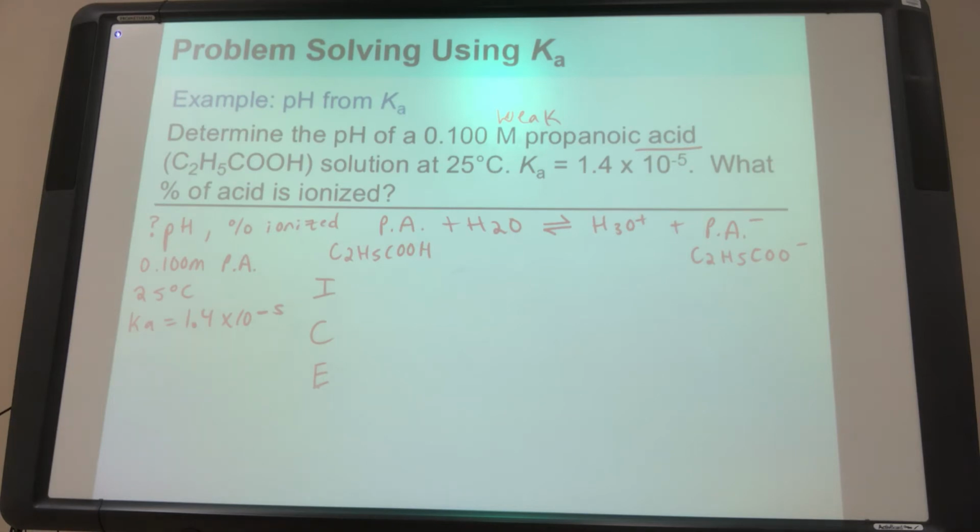All right, so let's figure out, what did I start with? I started off with my acid, so this is my 0.1. Just like in the Ka equation, this is a liquid. Liquids aren't included, so we don't include them in the ice table.